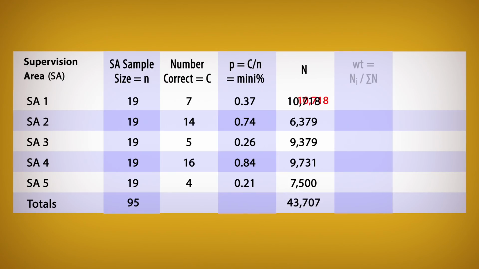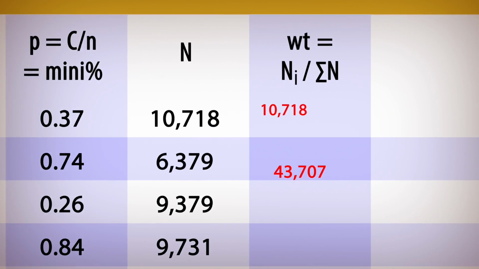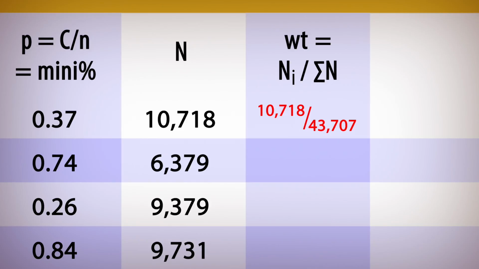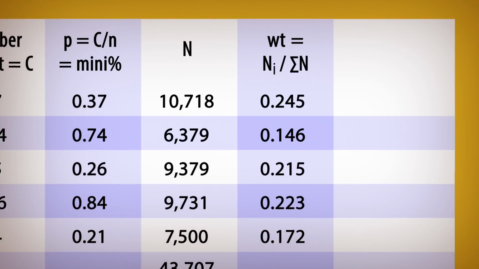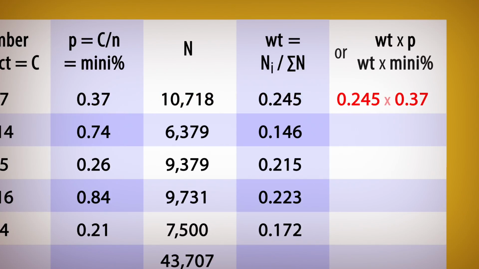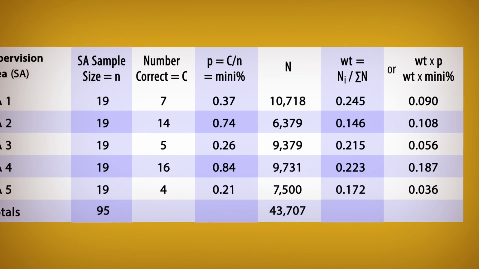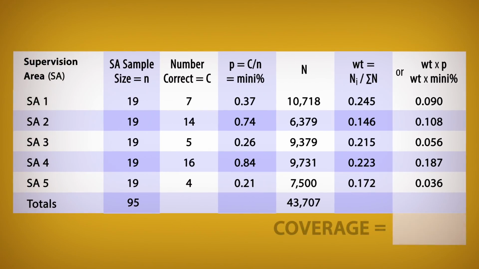In the next column, divide the population figure for each individual supervision area by the total population for the district and record the number here. In the final column, multiply this last figure, the weight, by our earlier P figure, or mini percentage. Finally, add all these figures together and you have the weighted average coverage for the district.